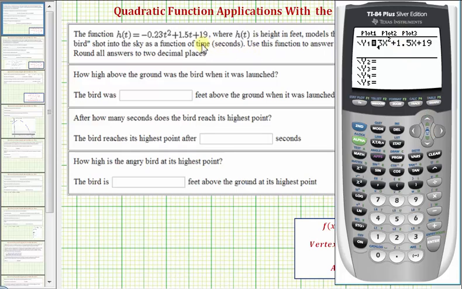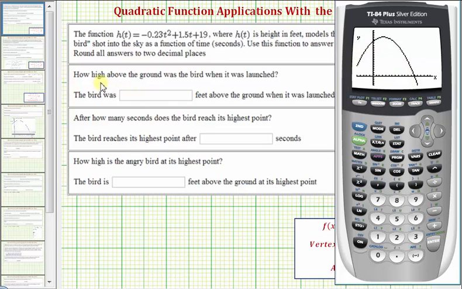Next, we want to adjust the window so we get a nice view of the graph. Again, I've already done this to save time. If we press window, I've changed the horizontal axis to go from negative 5 to 20 and the vertical axis to go from negative 5 to 25. So if we press graph, we have a nice view of our function.